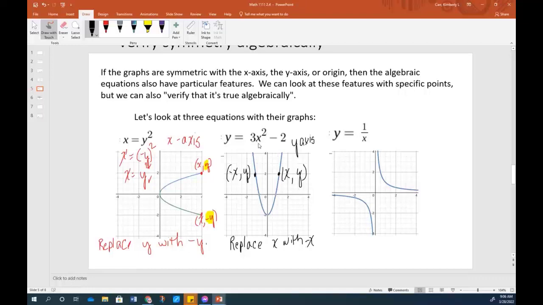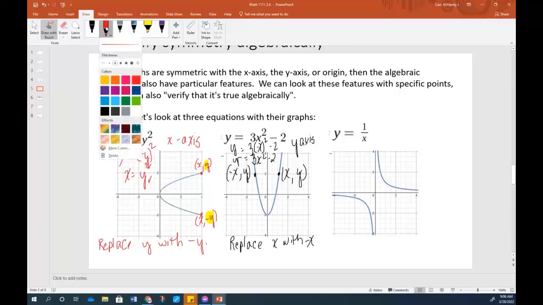So if I want to do that up here, if I replace this x with negative x, then I'll have 3 times negative x squared minus 2. But when I simplify that, I get 3x squared minus 2, exactly like I had to begin with, because when you square it, that negative goes away. So when we have y-axis symmetry, you can replace x with negative x. For x-axis, we replace the y with negative y. For y-axis, you replace the x with negative x.